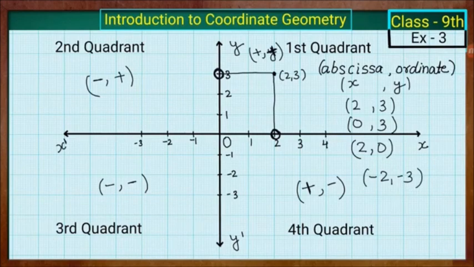Then we come to minus 2 comma minus 3. You can see minus 2 on the x axis and minus 3 on the y axis. Mark the point where the two ordinates meet, and you can draw the perpendicular distances to that point.